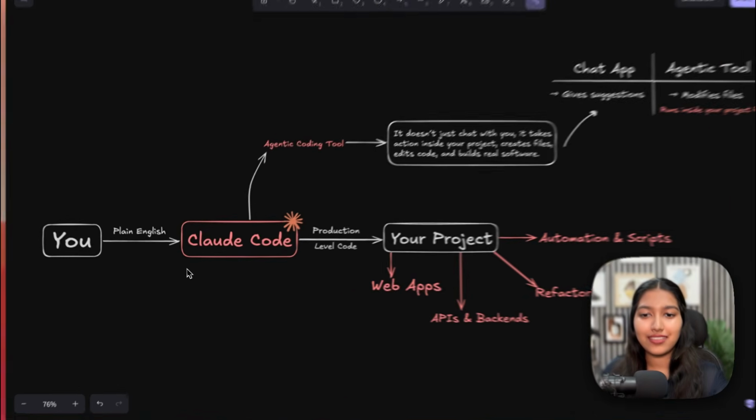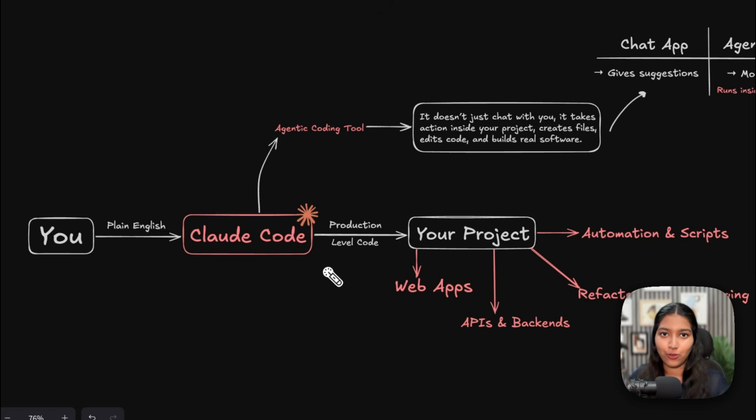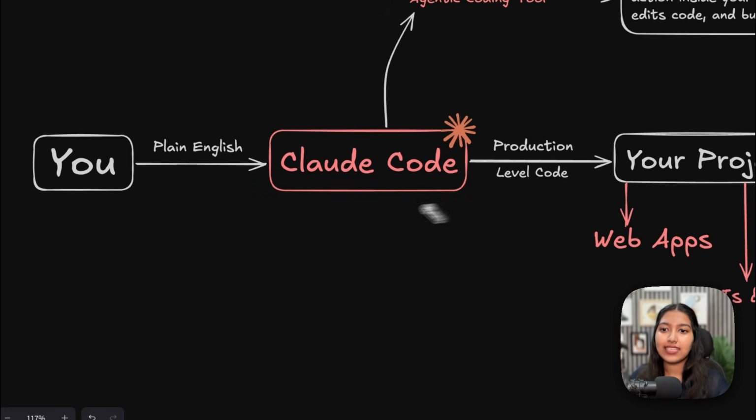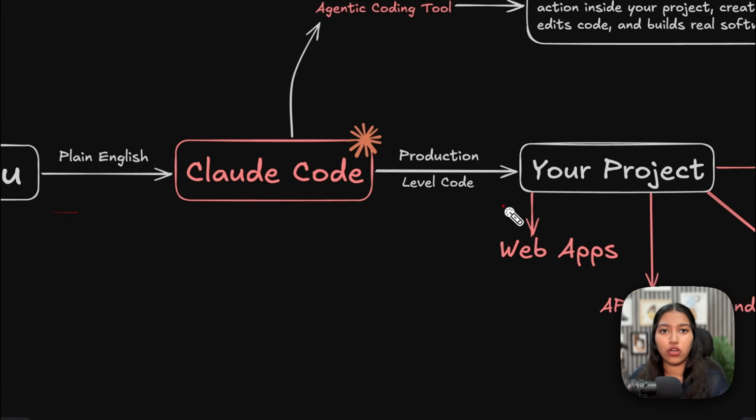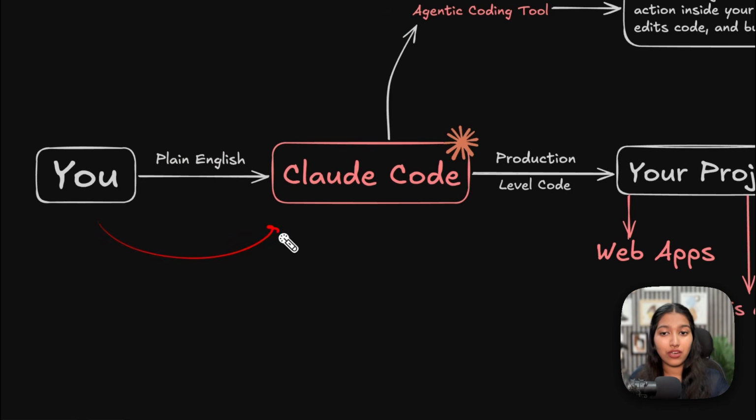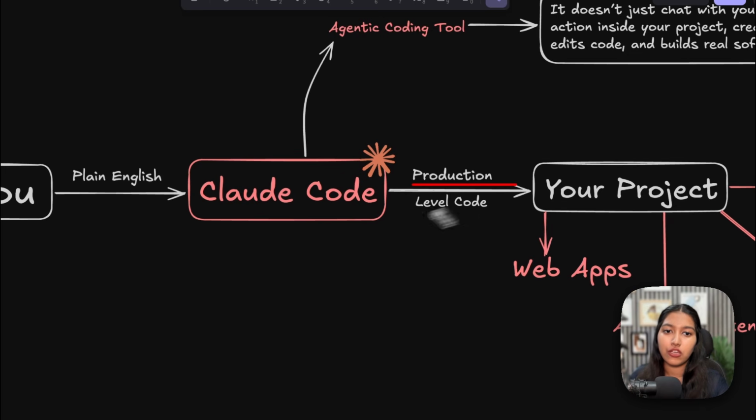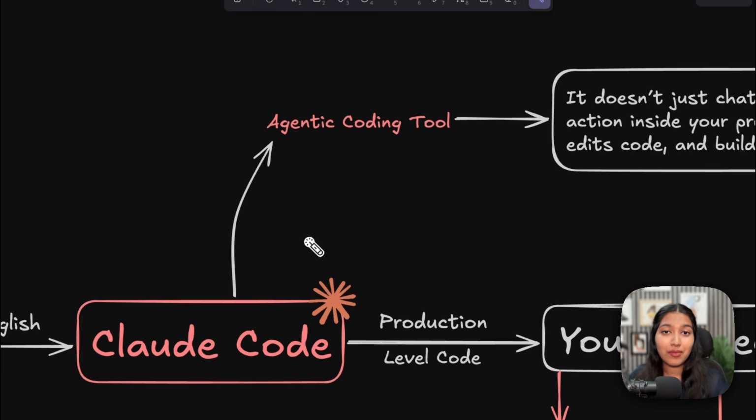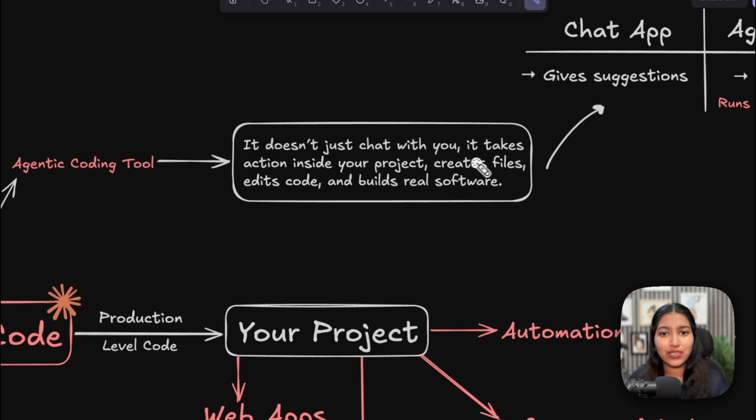So let's start by understanding what exactly is Claude Code. Claude Code basically acts as the bridge between you and your project. It lets you describe your requirements in plain English and converts it into production level code. To describe it in 3 words, Claude Code is nothing else but an agentic coding tool. It doesn't just chat with you, it takes action inside your project. It creates files, it edits code, and it builds real software.